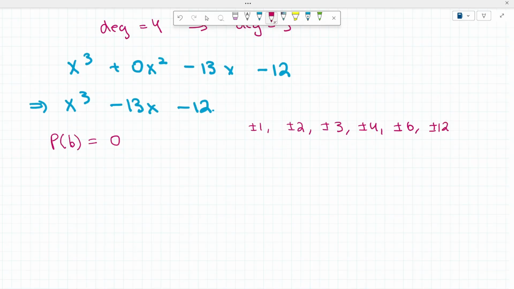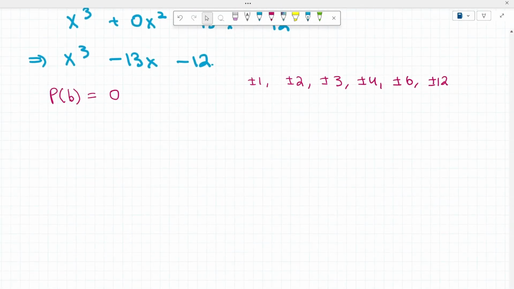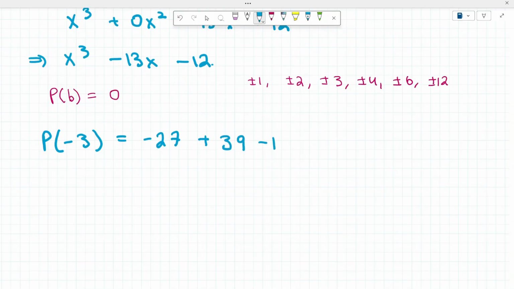But I'm going to let you in on a little secret: I've solved this problem already. So to save us some time going through all these, I'm going to tell you that negative 3 works, but we'll prove it. So p of negative 3 is going to equal negative 27 plus 39 minus 12. And we can see that that equals 0. So that means, what does that mean? Negative 3 is a root, and then x plus 3 is a factor.